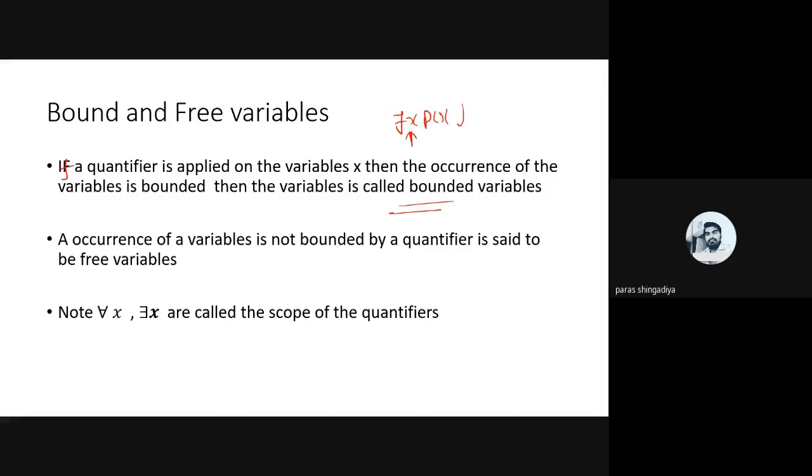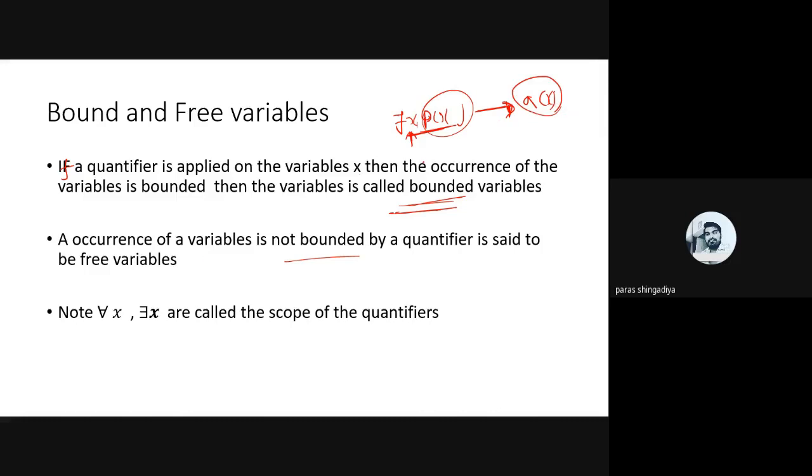So what does it mean? This x is known as a bounded variable. So if a quantifier is applied on the variable x, then the occurrence of the variable is bounded and the variable is called the bounded variable. An occurrence of the variable that is not bounded by a quantifier is said to be the free variable. For example, there exists x P(x) conditionally to Q(x). So there is no occurrence of x bound to the Q(x). We just apply there exists x to the P(x) only, and then after that we have Q(x).